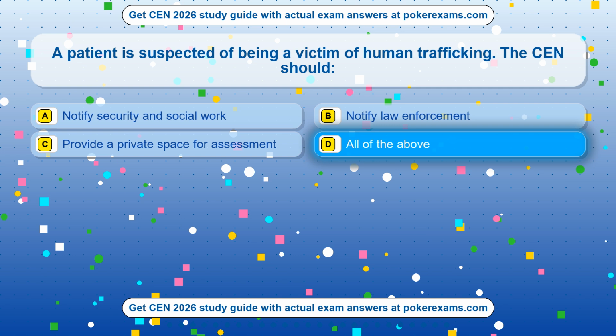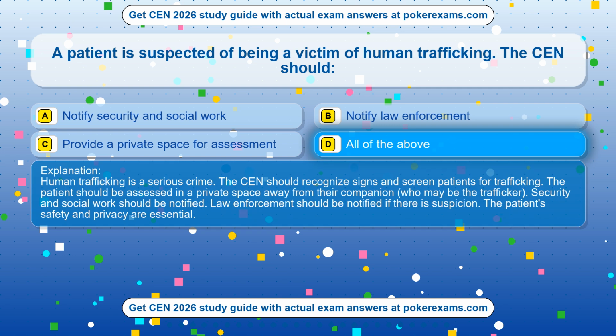All of the above. Human trafficking is a serious crime. The CEN should recognize signs and screen patients for trafficking. The patient should be assessed in a private space away from their companion, who may be the trafficker. Security and social work should be notified. Law enforcement should be notified if there is suspicion. The patient's safety and privacy are essential.